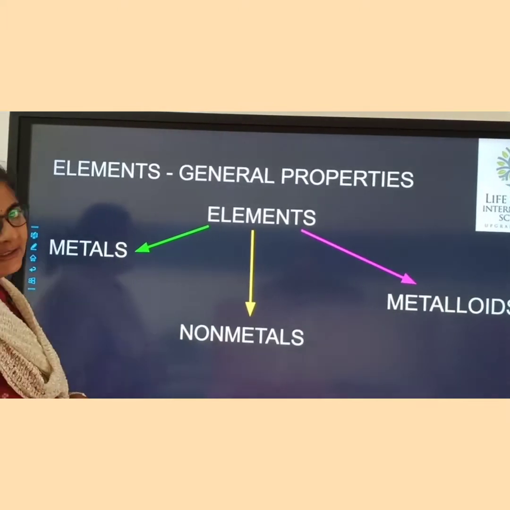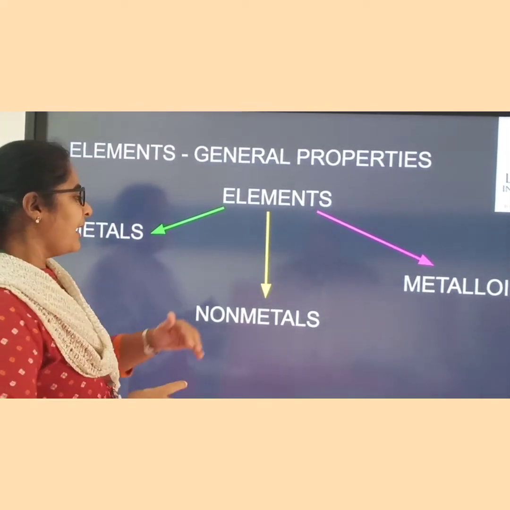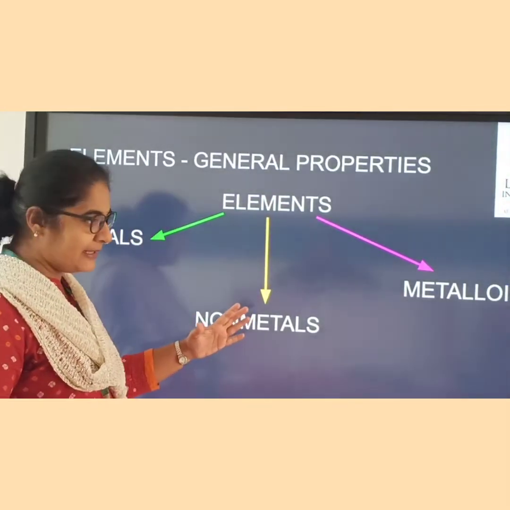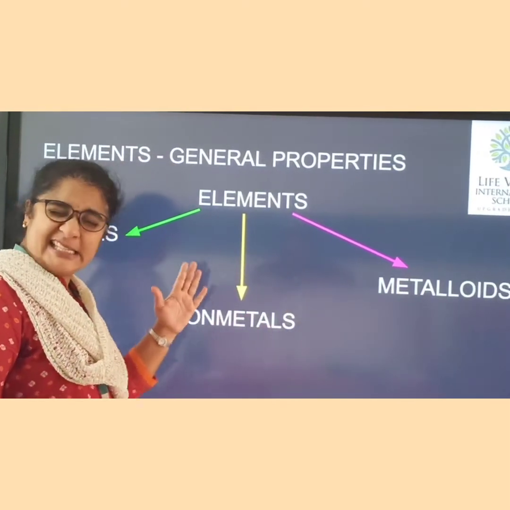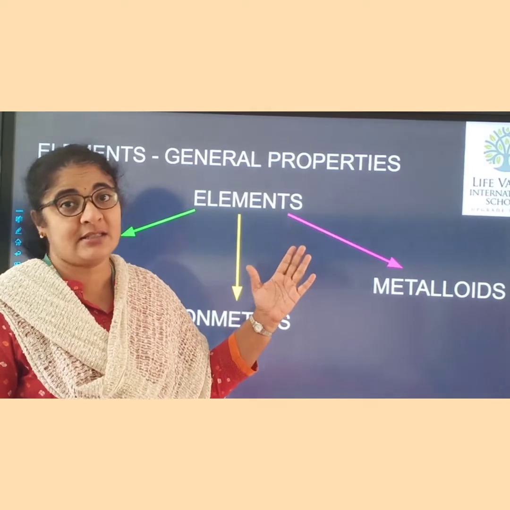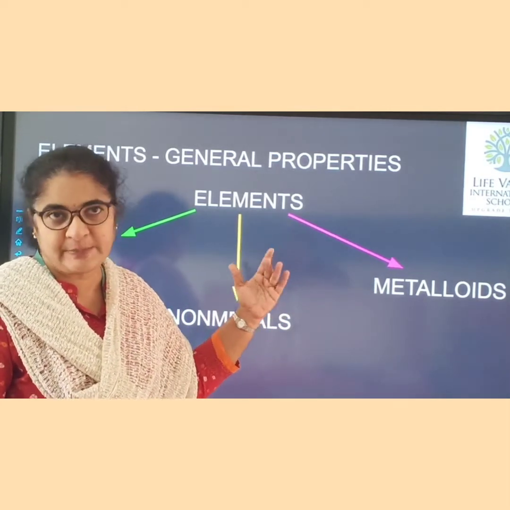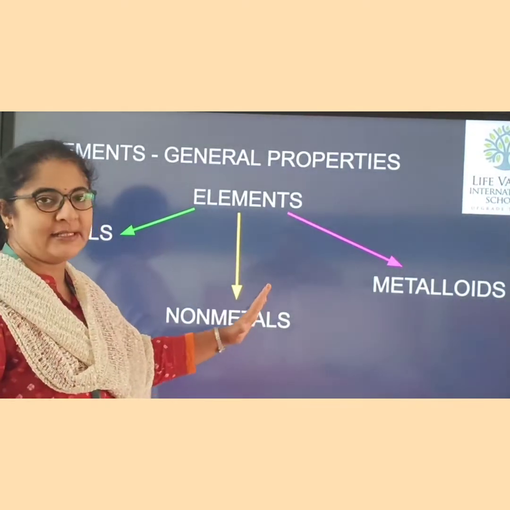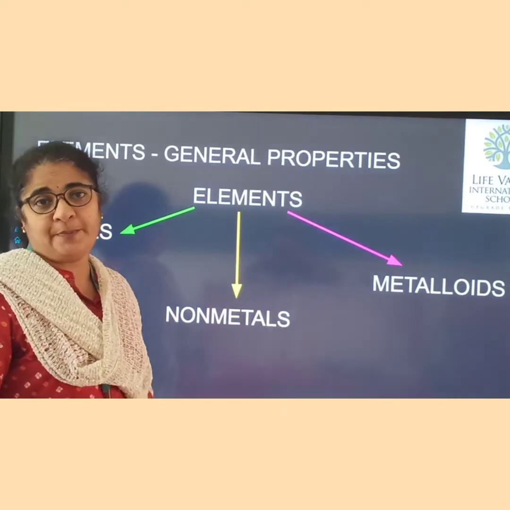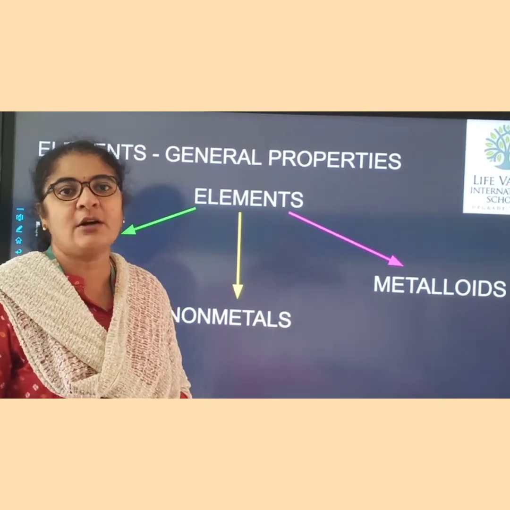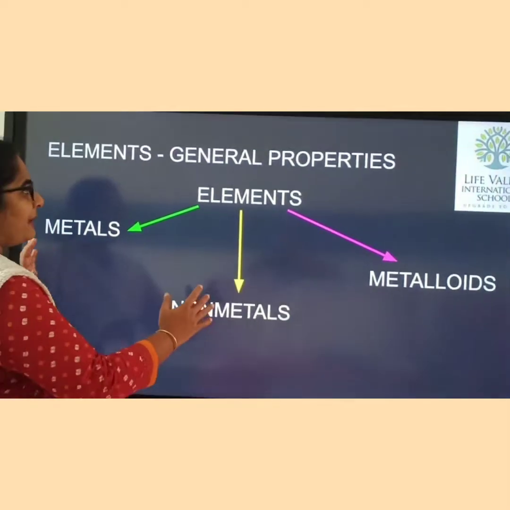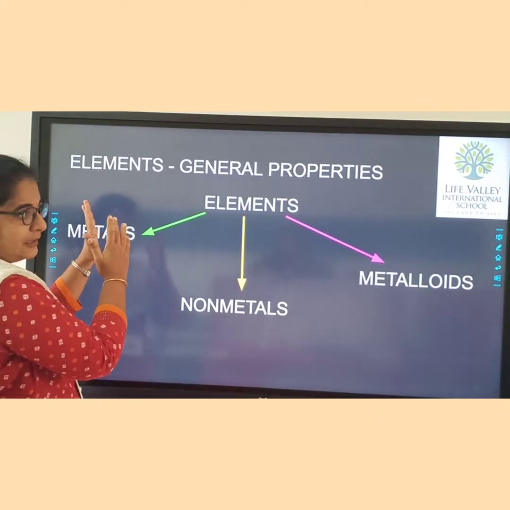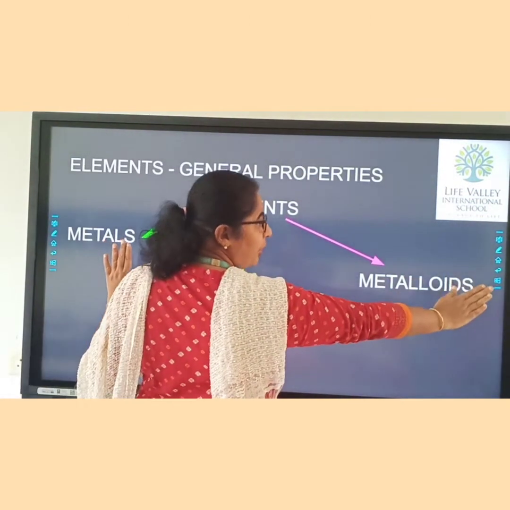Now, elements. We will just go through the general properties of elements. Elements can be divided into three: metals, non-metals, and metalloids. This is important. This is a foundation for next year's chapter called the periodic table. So please pay attention. If you look at your periodic table, which I think you did last year as holiday homework, you will see that all the metals come onto your left side, and all your non-metals come onto your right side.